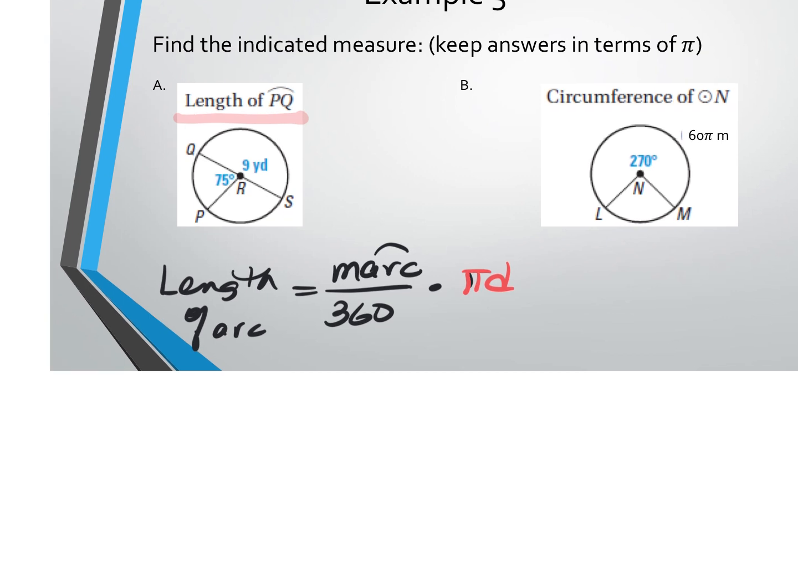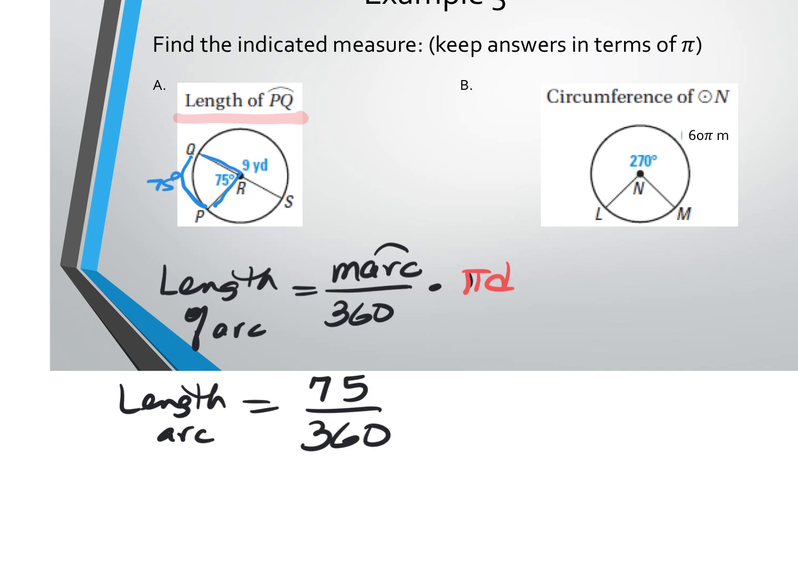Now the measure of my arc is the same as the central angle. So the measure of this arc is 75 degrees, but now I have to figure out how long it is as well. So the length of the arc is equal to 75 over 360 times pi times 9.